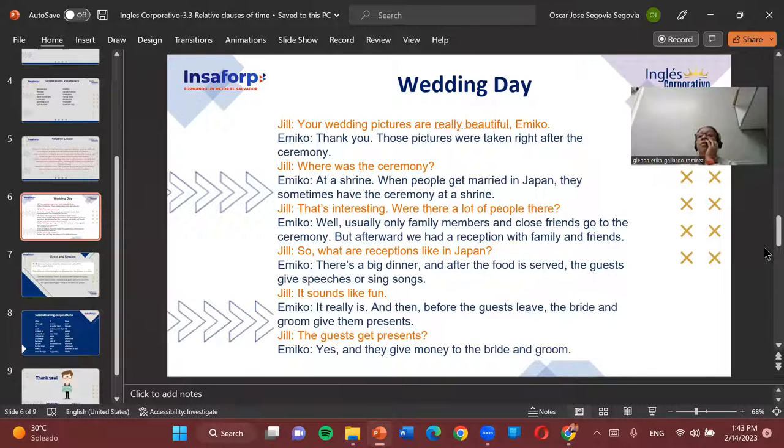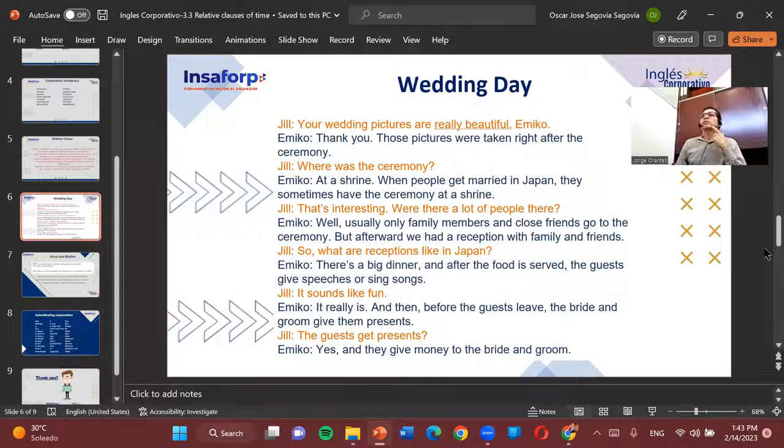There's a big dinner, and after the food is served, the guests give speeches and sing songs. It sounds like fun. It really is. And then before the guests leave, the bride and groom give them presents. The guests get presents? Yes, and they give money to the bride and groom.